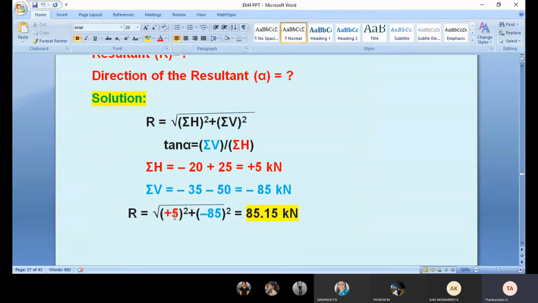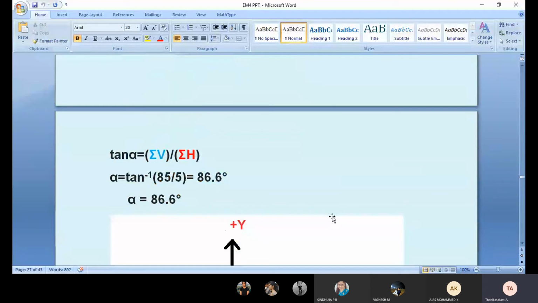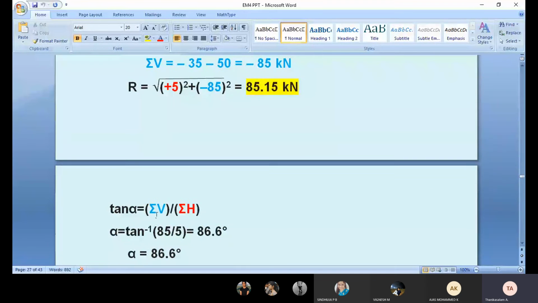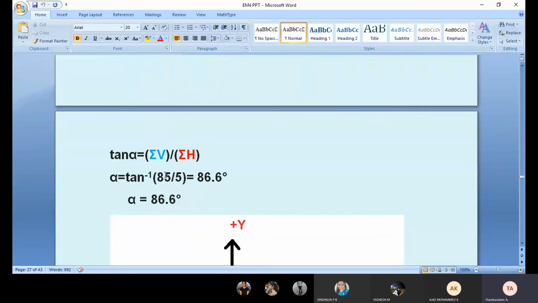Therefore the result is the square root of summation H squared plus summation V squared, that is 5 squared plus minus 6 squared, no, it becomes plus. Therefore R is 85 kilonewton. Then we know alpha equals tan inverse of summation of V divided by summation of H. Here summation of V is minus, but while calculating theta, don't put minus. Just apply the numerical value. Alpha equals tan inverse of 85 divided by 5, so alpha equals 86 point.